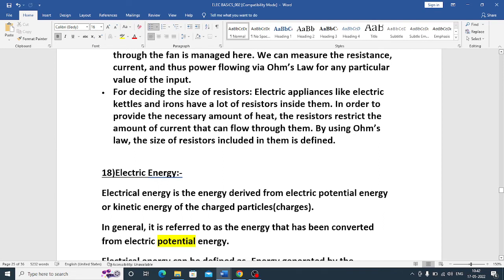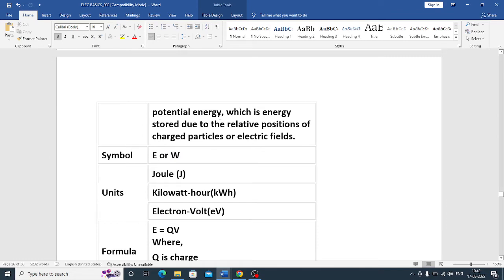Now, electric energy. Electric energy is the energy derived from the electric potential energy or kinetic energy. The symbol is E or usually W, and the unit is joule. The higher unit is kilowatt hour, and a very low unit is electron volt. So energy is given by Q into V, where Q is the charge and V is the voltage.